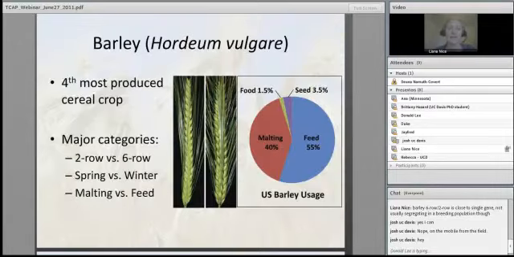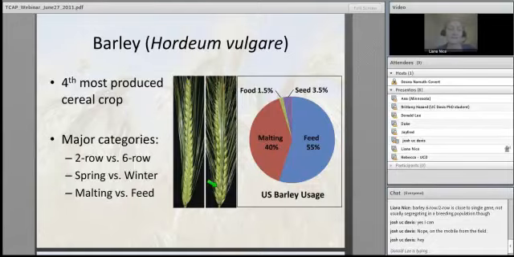Okay, so barley, for those of you who aren't as familiar, are working with wheat for whatever. So it's the fourth most produced cereal crop in the world, and there are a couple major categories that barley is broken into for breeding purposes. So there's 2-row versus 6-row. So you can see here, this, let's see. Okay, so that one is a 2-row, and this one's a 6-row where all of the spikelets have filled out and are fertile.